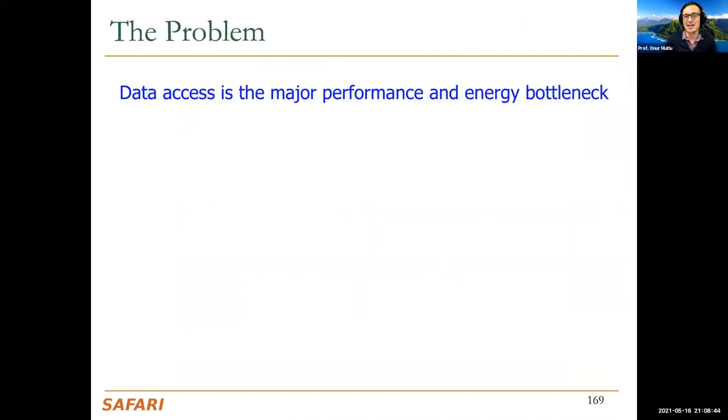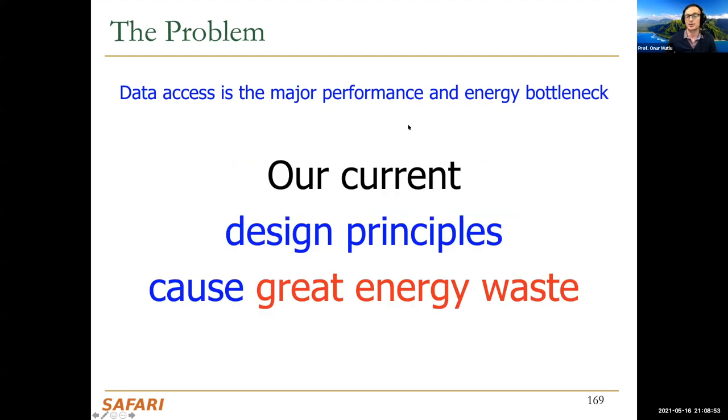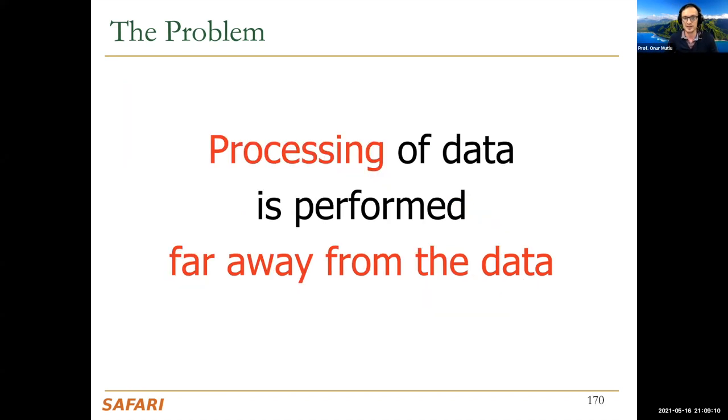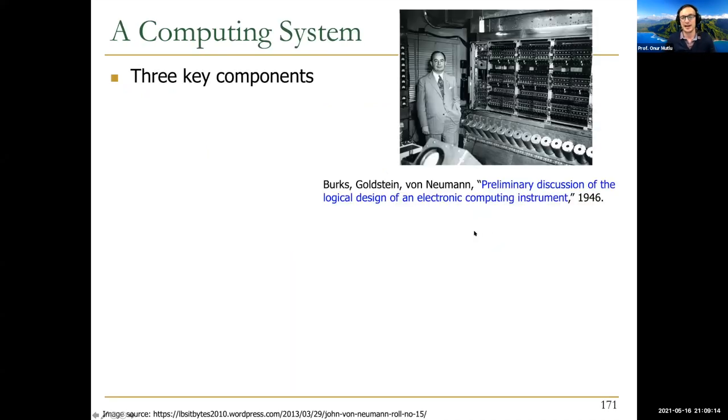I think we have a chance to tackle the problem at the biggest problematic layer. Data access today is a major performance and energy bottleneck at the same time. And our current design principles cause great energy waste as well as great performance loss because we're moving data all around the system. Memory and processor are far away from each other at the micro scale. And at the macro scale, things are getting processed at places that are far away from where data is produced. So basically, processing of data is performed far away from the data. And we should perhaps fix that.